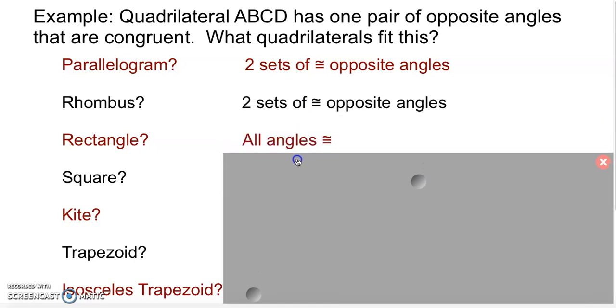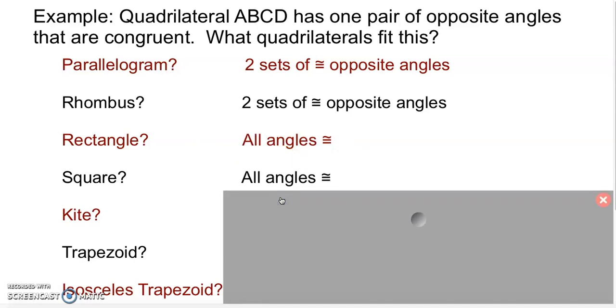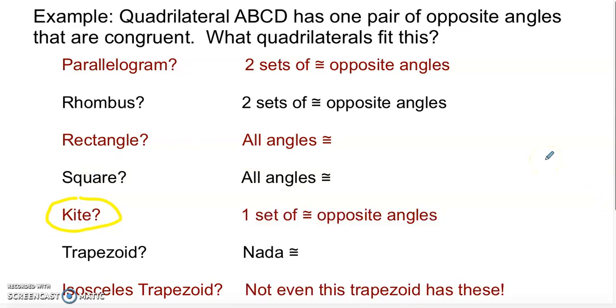Rhombus is a special parallelogram, so that's a no. Rectangle, all of the angles are congruent, and again, a special parallelogram, so that's a no. And a square, again, all angles are congruent, special parallelogram, so that's a no. Isosceles trapezoid and trapezoid do not have opposite angles congruent. The isosceles trapezoid has base angles congruent, but not opposite angles congruent, and trapezoid doesn't have any of that. So that leaves only the kite. The kite is the only figure that has one pair of opposite angles that are congruent. So that's the type of stuff that I'm going to expect you to be able to do in this section.